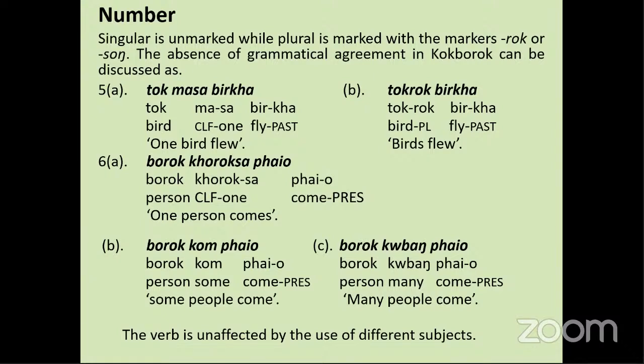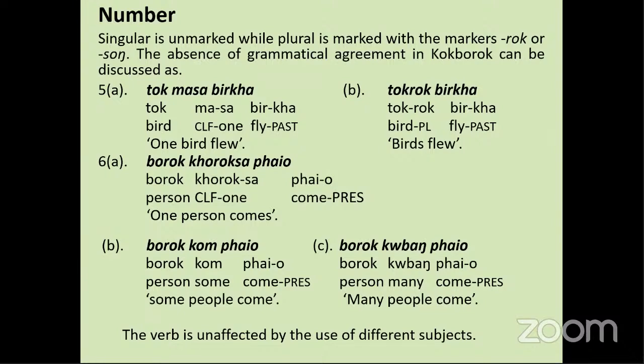So the absence of grammatical agreement can be discussed with the following examples here. Tok masa birka, one bird flew, and torok birka, birds flew. Borok horoksa fayo, one person comes, and borok kom fayo, some people come, and borok kubang fayo, many people come.